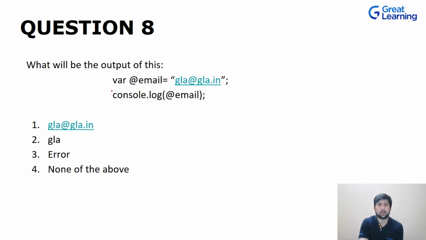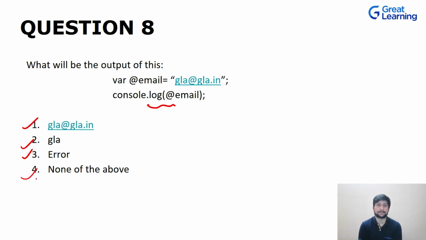Now let's see what will be the output in this case. We have var @email, and then we have gla@gla.in, the email address, and then we are trying to print it. What will be the output? Will this be the output, gla@gla, or gla, or should we get an error, or none of these?